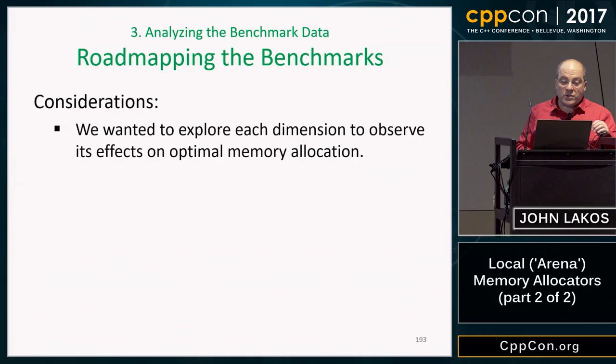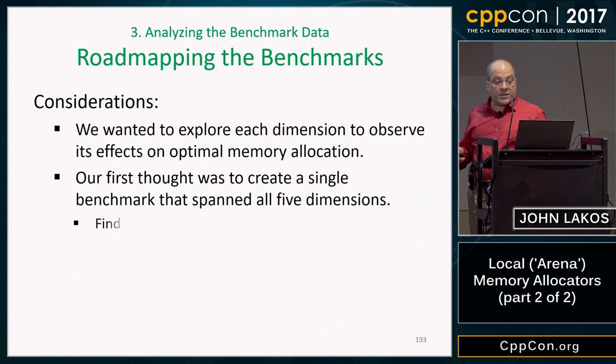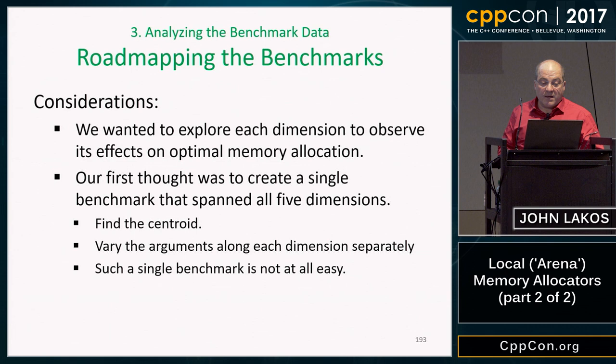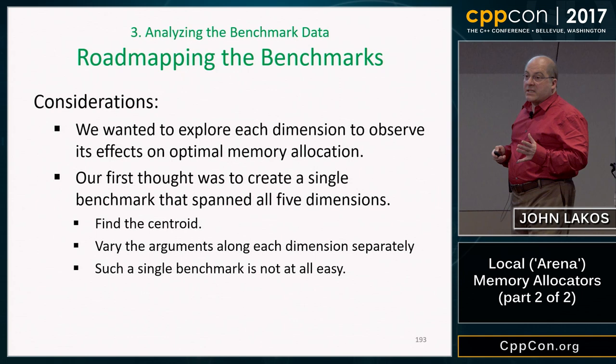We wanted to explore each dimension to observe its effects on optimal memory allocation. Our first thought was to create a single benchmark that spanned all five dimensions, find the centroid, vary the arguments along each dimension separately, and have one single benchmark. And creating such a thing not only wasn't easy, we couldn't figure out how to do it. So we finally settled on four separate benchmarks.